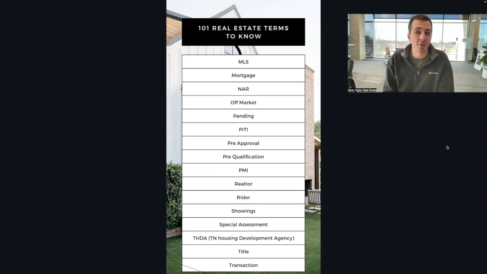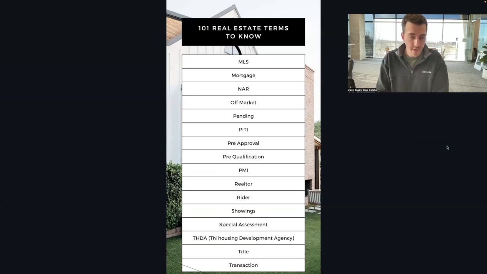NAR, that is the National Association of Realtors. They are the biggest governing body and they oversee realtors. Off market, that just means instead of being listed on the MLS, on Zillow or a consumer-facing site, it doesn't show up online. It's off market. Or it's not even listed for sale. Maybe you just approach a homeowner out of the blue and see if they want to sell.